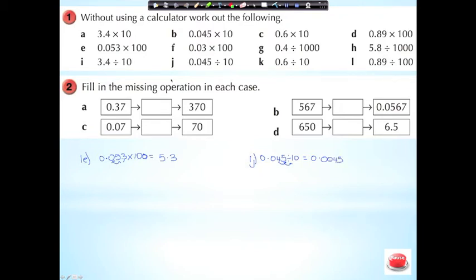For question 2, you need to fill in the missing operations in each case. For example C, we've gone from 0.07 to 70. The number has increased, so we can say that it's times. And then you have to think, how many places has my 7 moved? It's gone from here, 1, 2, 3 into the tens column. So that means that it's multiplying by 1000.